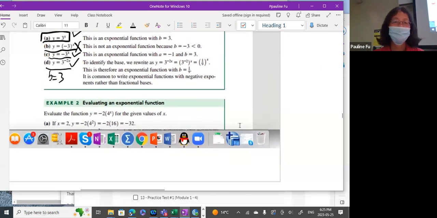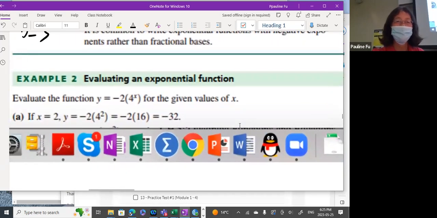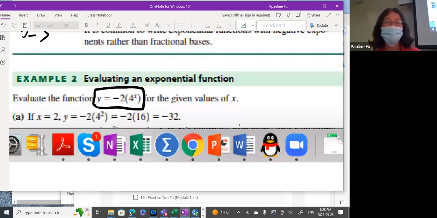All right. So now let's do example 2. Evaluate an exponential function. Evaluate y equal to negative 2 times 4 raised to power x for the given value of x. If x is 2, you plug in x equal to 2 into the y function. So 4 raised to power 2 is 16. 16 times negative 2 is negative 32.